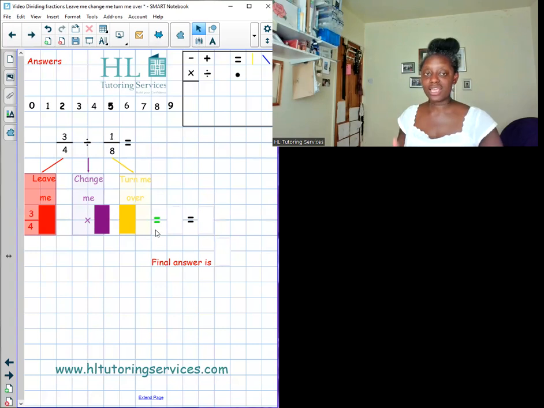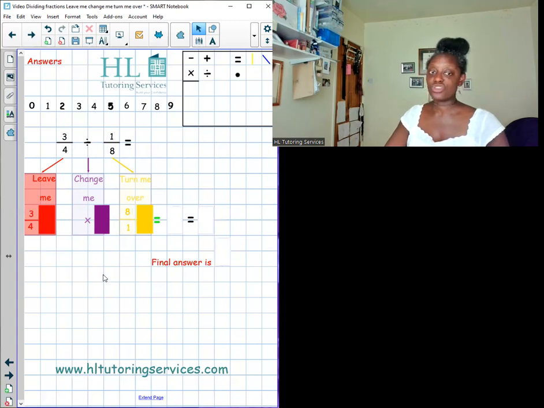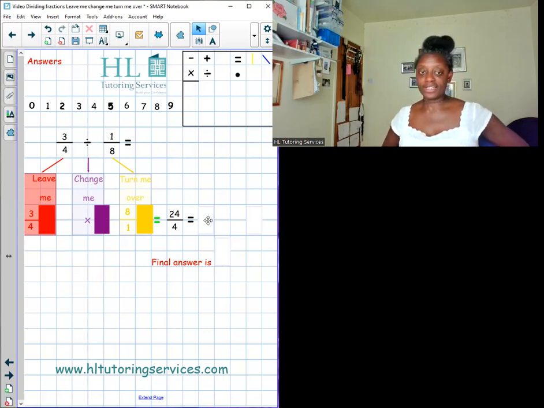So instead of 1/8, we'll have 8 ones, which is written like that, 8 over 1. And then you can just multiply. So we're going to multiply the numerators. 8 times 3 equals 24. And then we're going to multiply the denominators. 4 times 1 equals 4. So you end up with 24/4. That's what we say in the UK. But that's got to be simplified, hasn't it, really? Because we don't want a top-heavy fraction.